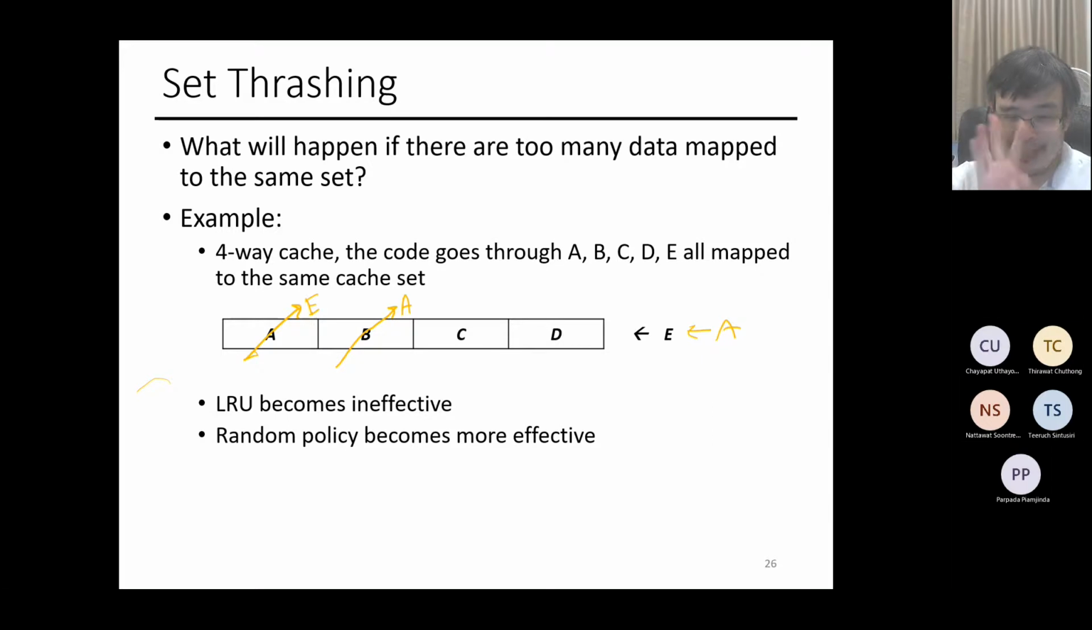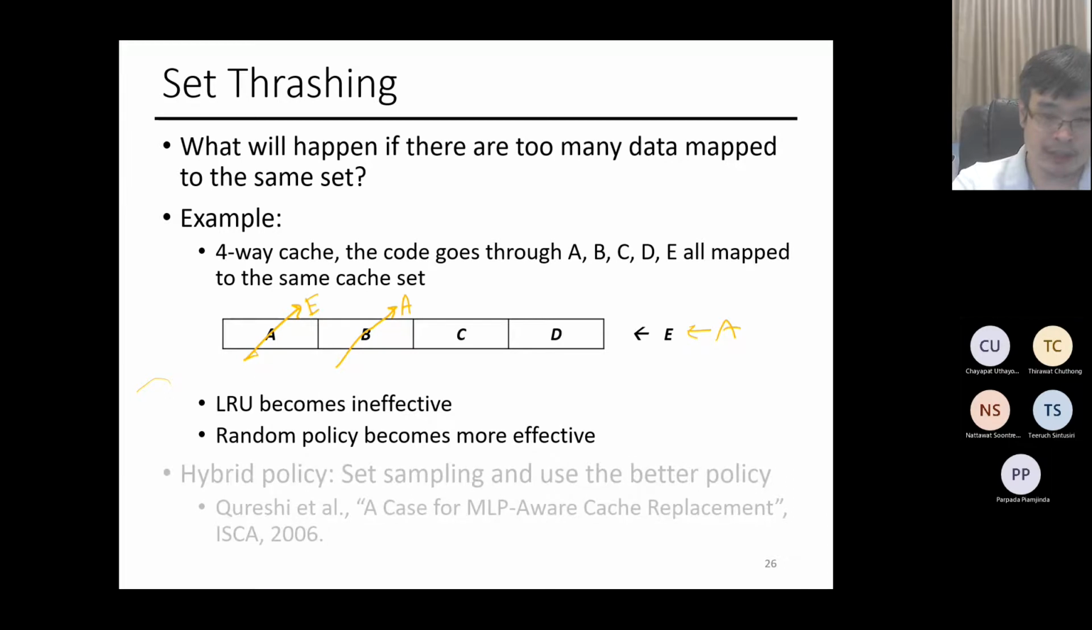Even though we only access five different things, let's say these are five different integers, right? In total, five integers, 20 bytes of data. But my program never sees a cache hit because they go to the same set and they kick each other out aggressively. So at the end of the day, I never see a cache hit. And this can happen, and this is called set thrashing, right?